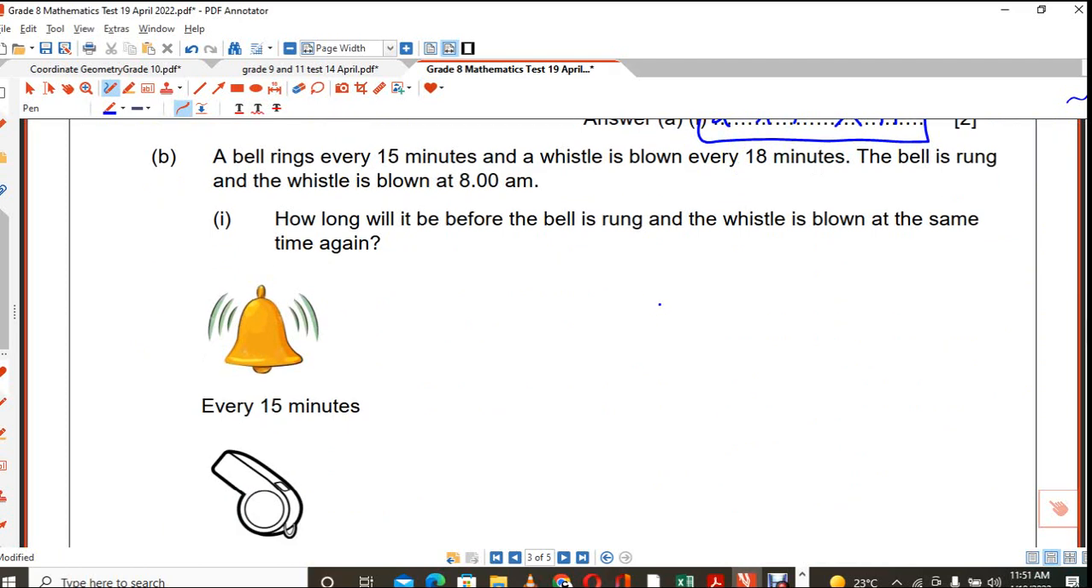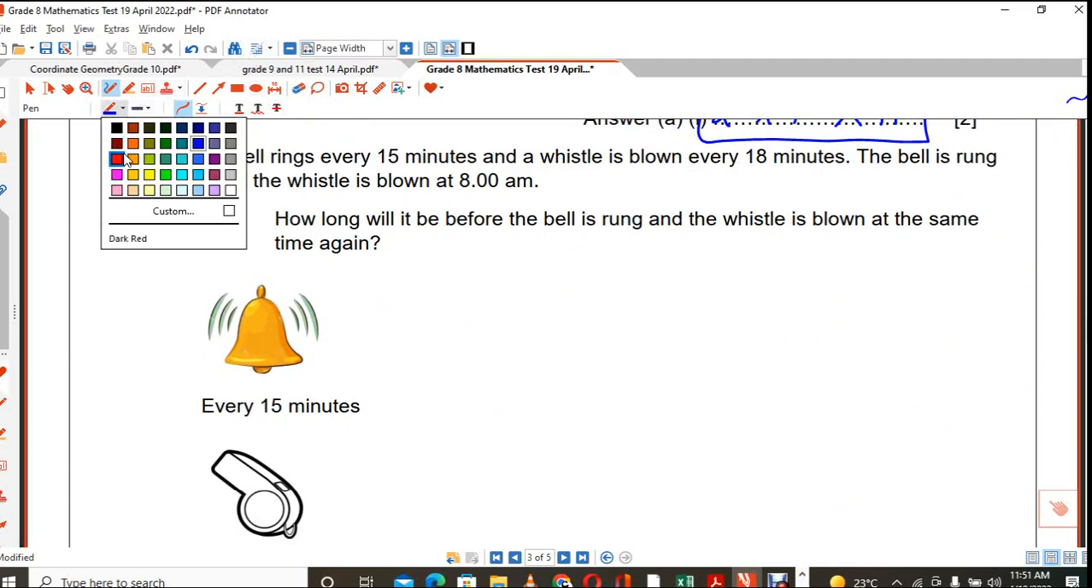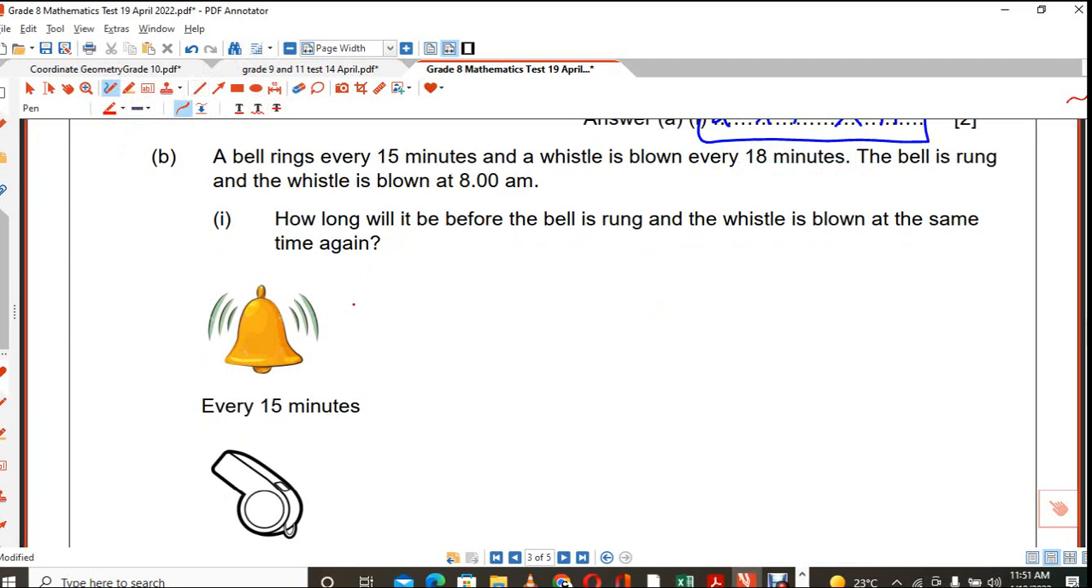I take the long way. A bell rings every 15 minutes. So that's 15, 30, 45, 60, 75, 90. So it goes on. These are minutes, no?